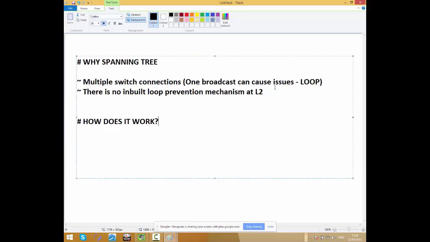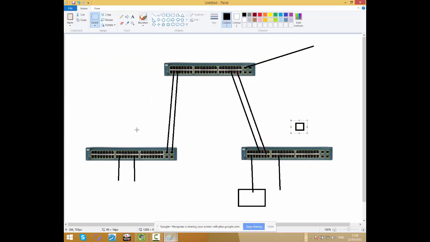We said, what does it do? It prevents loops at layer 2. But then the other question, which is the one that our discussion today will be based on, is: how does it do this job? How does spanning tree do it? So let's go back to this scenario.